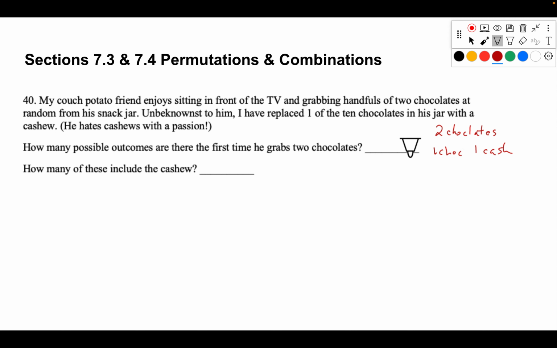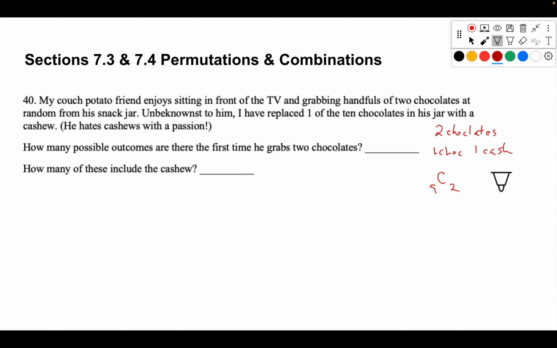Well, he could get 2 chocolates. The way he would get 2 chocolates is, how many chocolates are in there? 9. And again, I did this wrong the first time. I thought 10, but I took 1 out and I replaced it with a cashew. So now there's only 9 chocolates. So what has to happen, out of the 9 chocolates, he has to choose 2 of them. Okay, so that's the number of ways that can happen. Again, you maybe can't tell the difference, but we do have to count that.